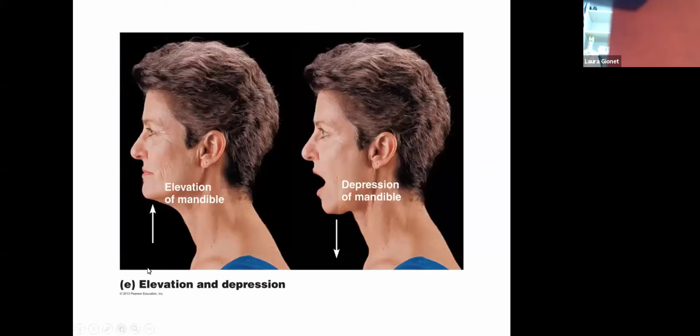Okay, we have elevation and depression, and the action of the mandible is a very good one because it pivots in the temporomandibular joint. Depression of the mandible is what has to be executed to open your mouth to eat, or sometimes breathe, but also to take in fluid. And elevation of the mandible is bringing the mouth to a closed position. You need to be able to elevate the mandible in chewing.